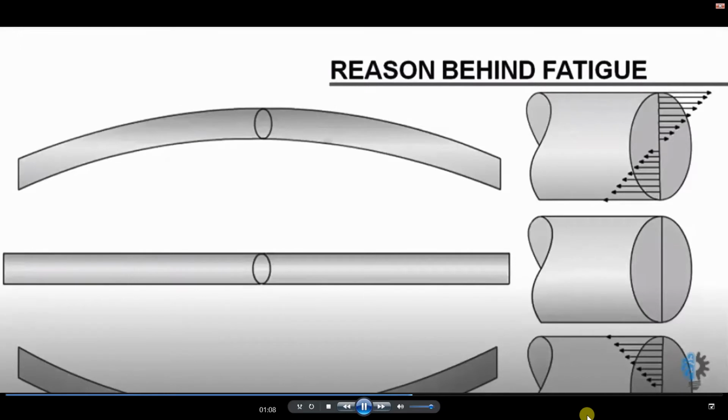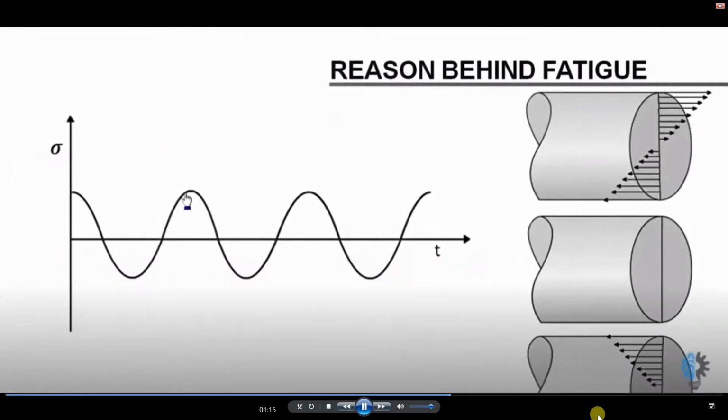So if you trace the stress induced at a point with respect to time, it will vary like this, as a fluctuating stress with time. Initially the point will have positive stress. After that zero. Then negative stress. The same cycle repeats again and again. Such fluctuating stress is the root cause of fatigue failure.